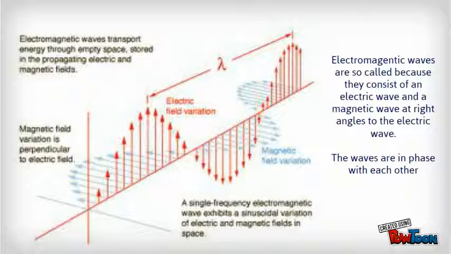Now, electromagnetic waves transport energy through empty space, and that energy is stored in the propagating electric and magnetic fields. And a single frequency electromagnetic wave will exhibit a sinusoidal variation of both its electric and magnetic fields in space.